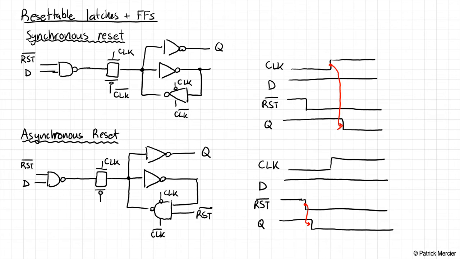So this is asynchronous with the clock. The clock edge is over here. But basically, as soon as the reset condition is established, the circuit gets basically instantaneously reset. I mean, you have a propagation delay of the NAND gate and the inverter, but you don't have to wait for that rising edge of the clock. So hopefully that's clear why this is called an asynchronous reset.